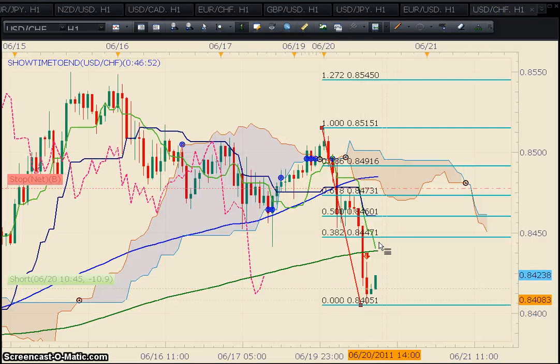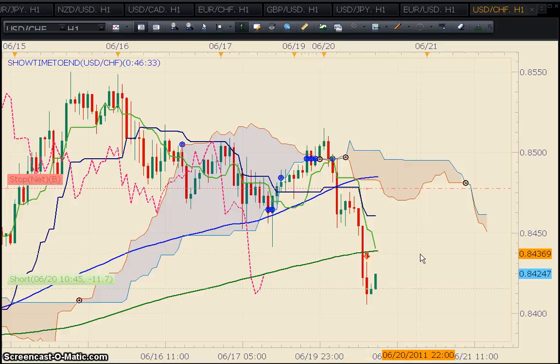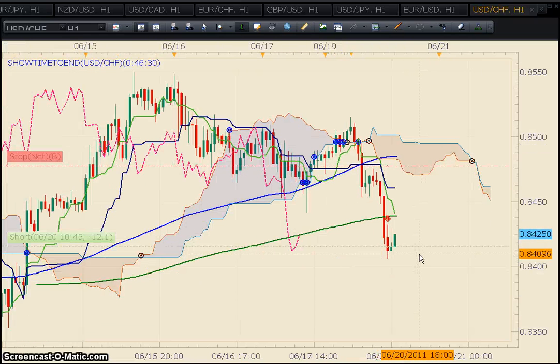And I could see that my 38.2 is here, my 50 here, which lines up with the Kijun-sen, and then I got my 61.8 retracement levels. Those are the three levels I would look at, and those are areas that I would look for the market to reverse. Okay, let's get rid of those for now. Basically, traders, those are the rules that I followed using the Ichimoku system.